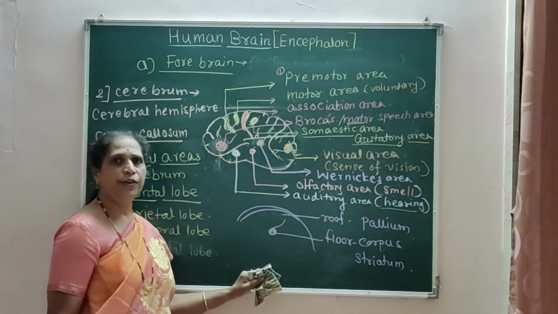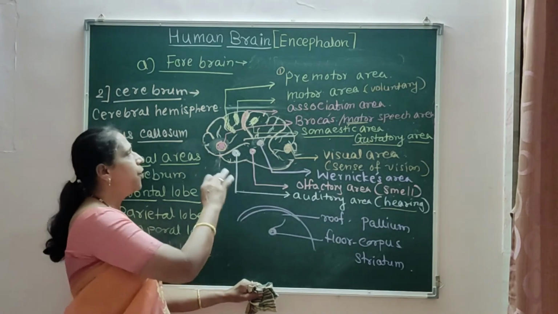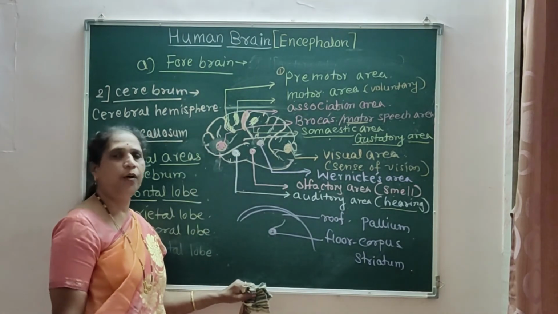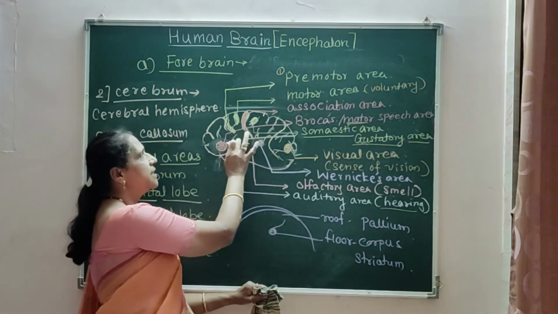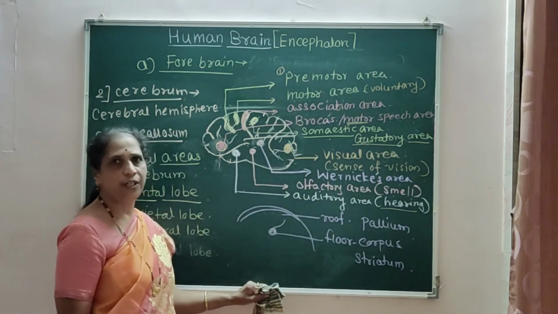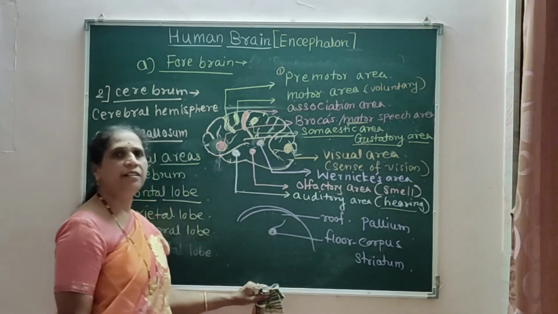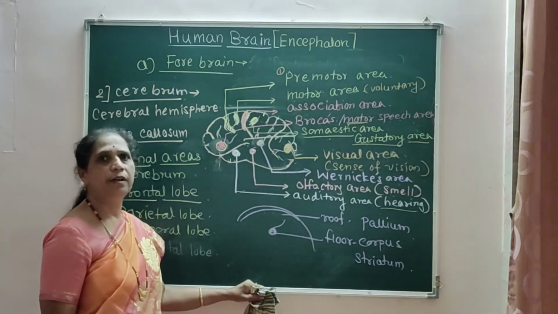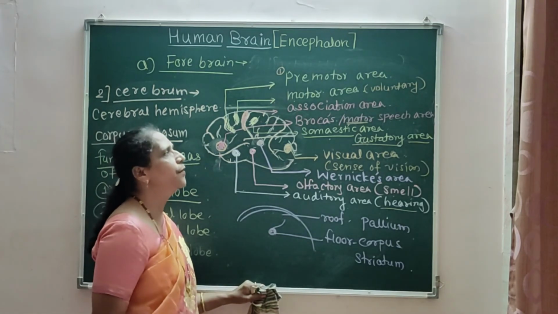So let's see the functions of the cerebrum. The cerebrum is the largest part of our brain. It forms 85% of the area and it controls the major activities of our body, that is, the voluntary processes of our body. It is also the seat of intelligence, thought, memory, and perceiving different sensations like taste, vision, smell and hearing. It also analyzes different activities, perceives different senses and produces different movements.